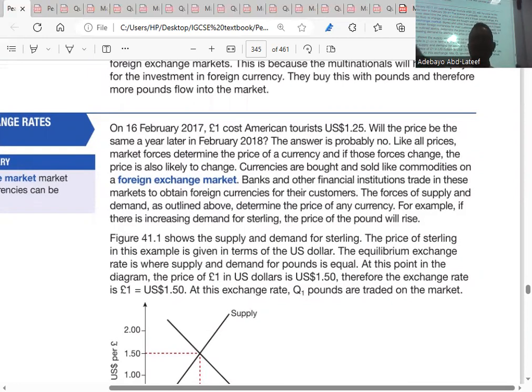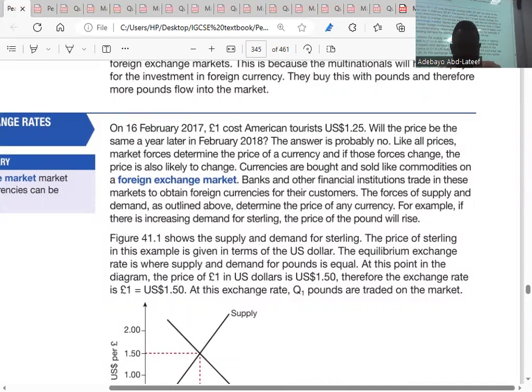Floating is the ones we have in the black market and the parallel markets. That's the floating. It's determined by the demand for and supply of currency. But the fixed one, there's nothing you could do about it. It's determined by the central bank of that country, or basically the government. So let's just go down here.